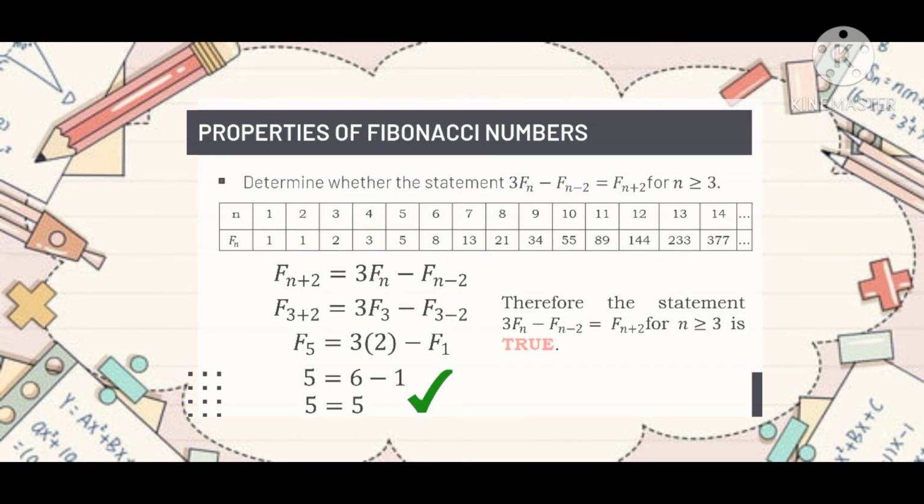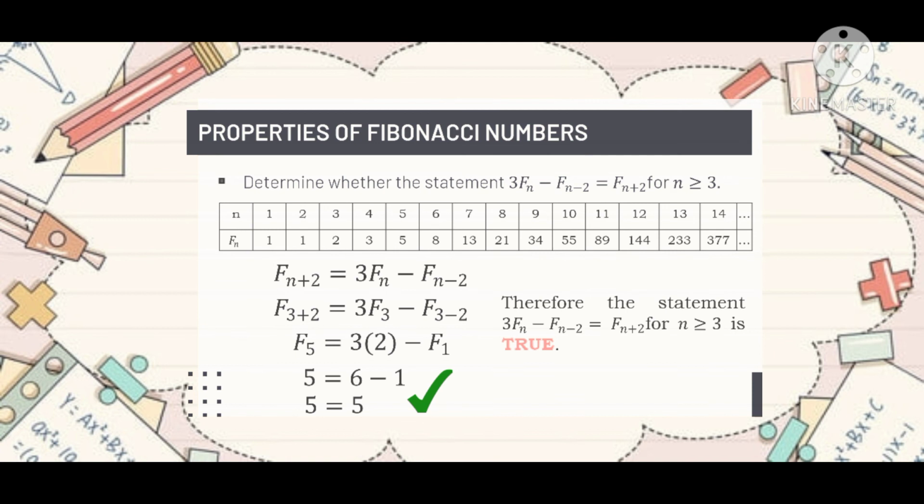Properties of Fibonacci numbers. Determine whether the statement 3 times f sub n minus f sub n minus 2 is equal to f sub n plus 2 for n is greater than 3. So, we're going to look for the answer if the statement is true or not. Substitute muna natin sila para maging f sub n plus 2 is equal to 3 times f sub n minus f sub n minus 2. Next is papalitan lang natin yung n ng 3 since n is greater than 3 yung hinahanap sa ating statement. So, proceed. So, f sub 3 plus 2 is equal to f sub 5 is equal to 3 times f sub 3.